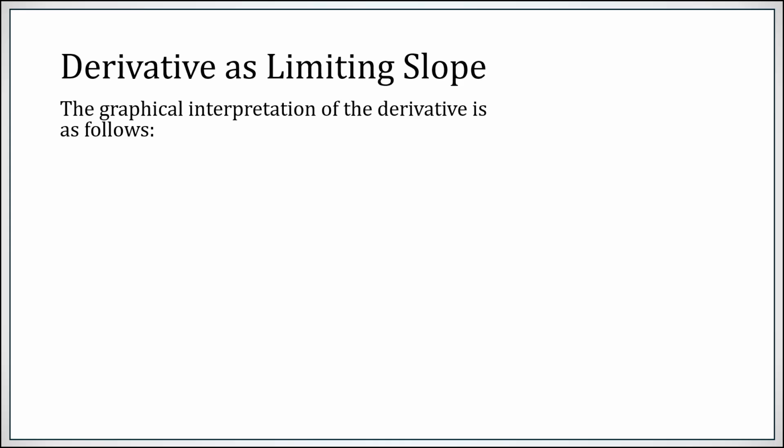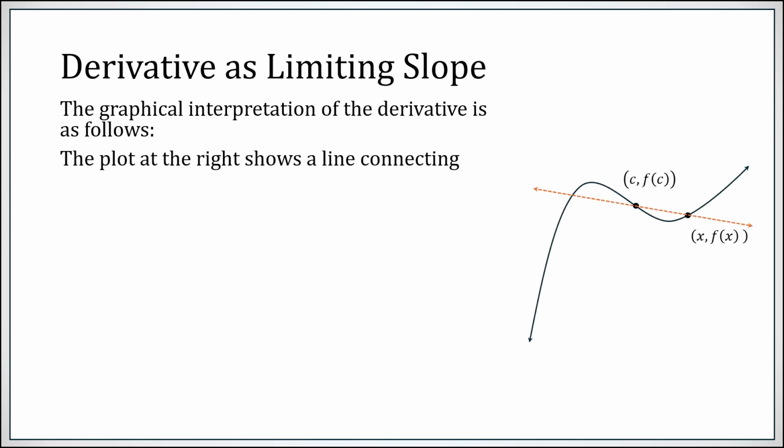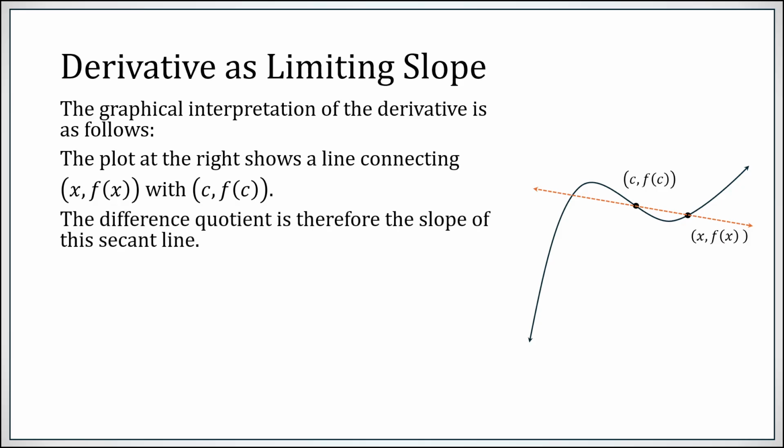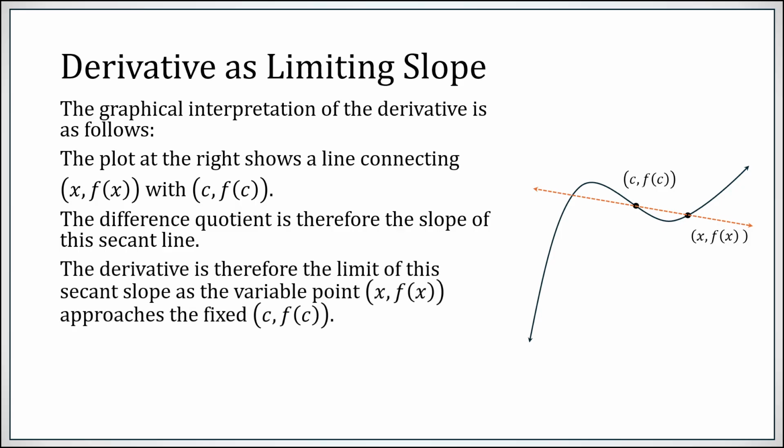The graphical interpretation of what we're doing is as follows. Suppose at right we have the graph of some sort of function. What is the slope of the line connecting the two points (x, f(x)) and (c, f(c))? Well, the difference quotient is exactly the slope of that line, the change in y coordinate, f(x) minus f(c), over the change in x coordinate, x minus c. So the derivative is therefore a limit of this secant slope as the variable point (x, f(x)) approaches the fixed point (c, f(c)).